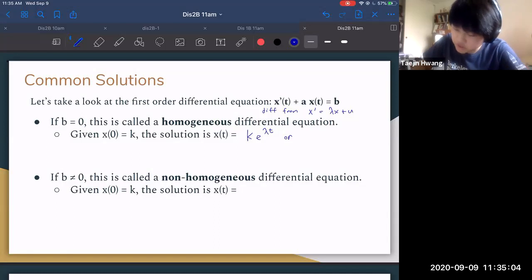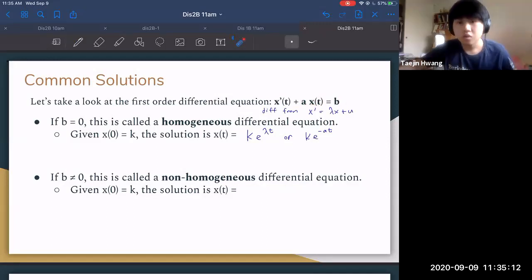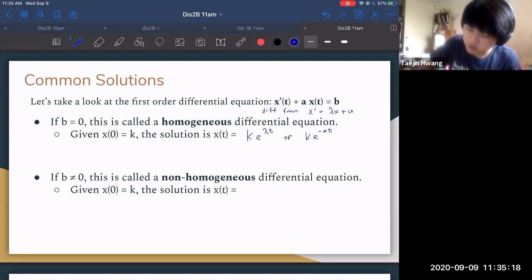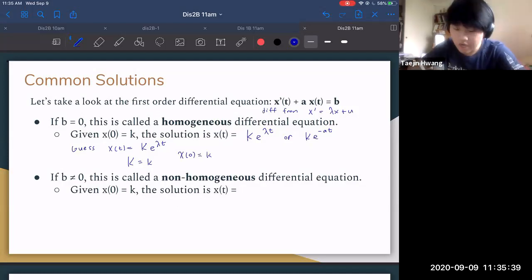We're going to write this as k e to the minus at, since we can move this a x of t to the right side. And again, this is very similar to how we guessed. If we guess x of t is equal to capital K e to the lambda t, this tells us that capital K is equal to lowercase k, since x of 0 is equal to lowercase k. Perhaps it's easier if I use a different letter. I'm going to call this a.